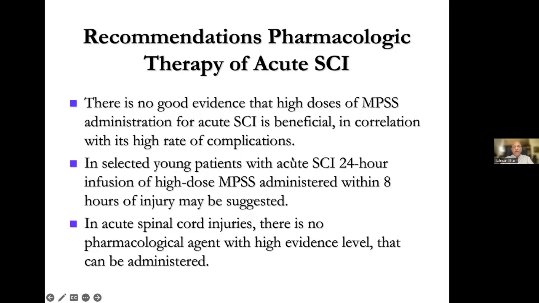In selected young patients with acute spinal cord injury, a 24-hour infusion of methylprednisolone within 8 hours may be suggested. In acute spinal cord injury, there's no pharmacological evidence that it should be administered.